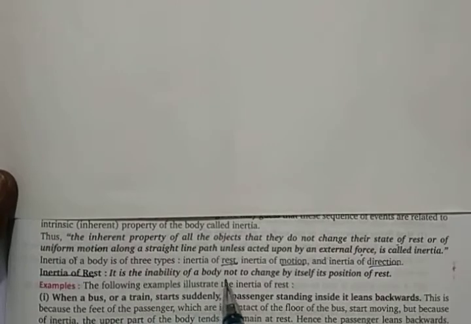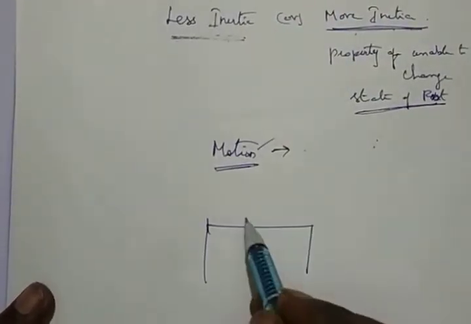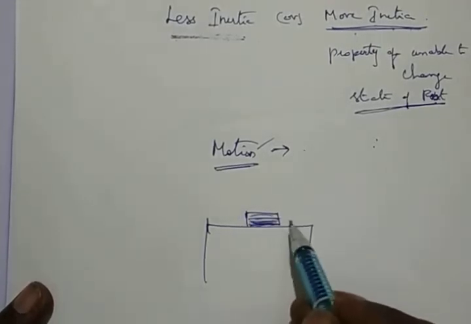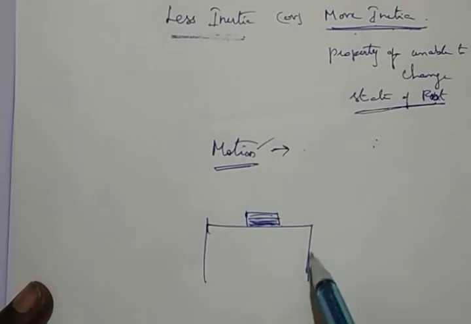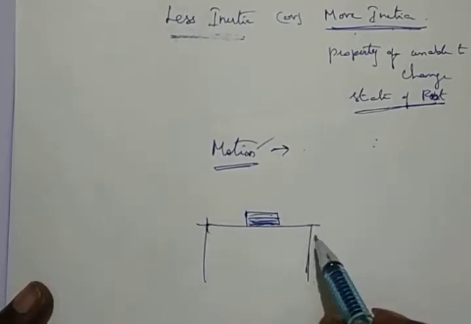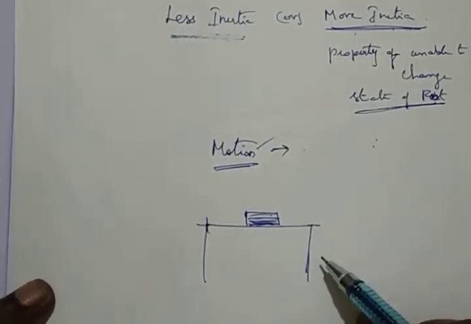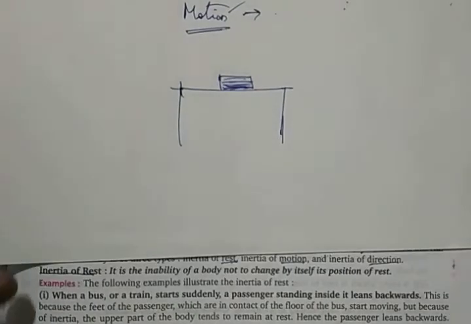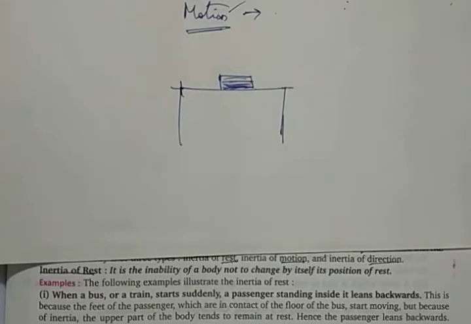It is the inability of a body to change by itself its position of rest. Suppose you keep a notebook on a table. A physics book is lying on the table. It will lie on the table continuously. It will not change at all unless there is a test and you need to take it and start learning it. So that is inertia of rest. Some examples are given here. Please read this example. You can make yourself a little more aware of this.